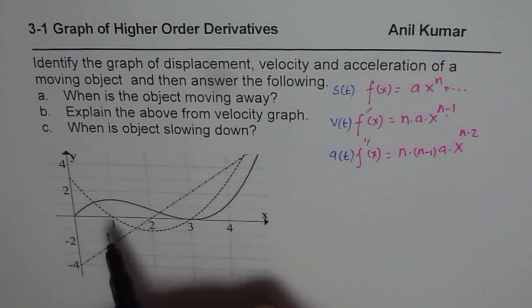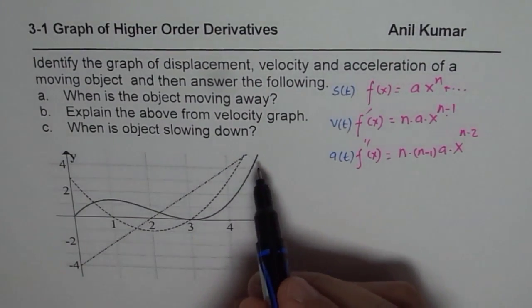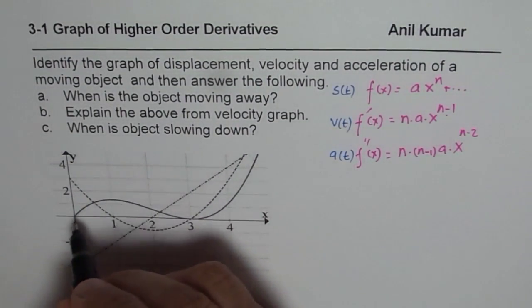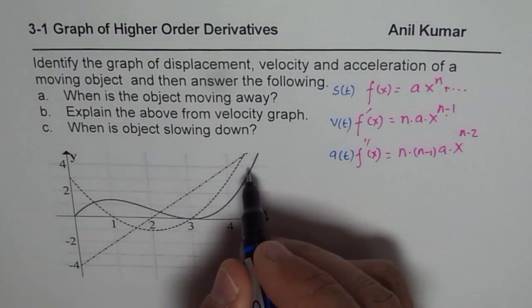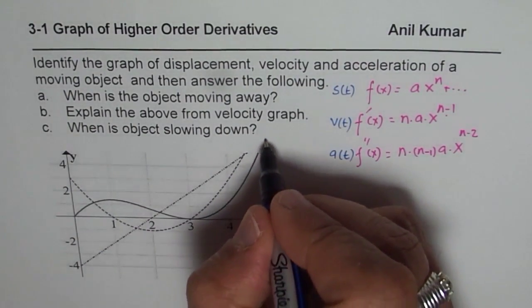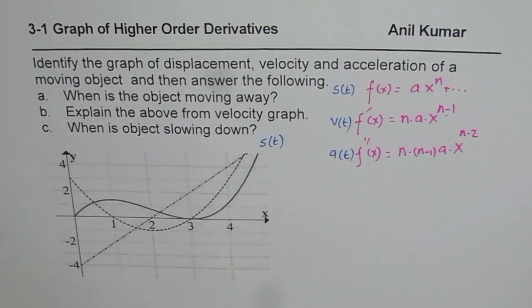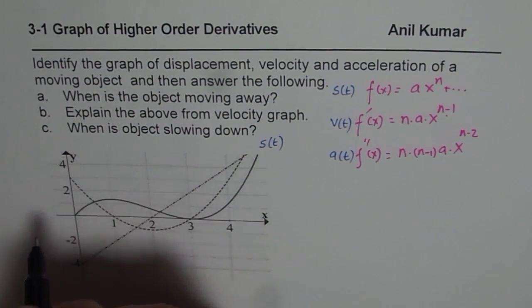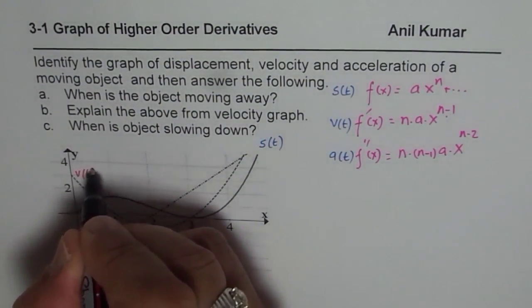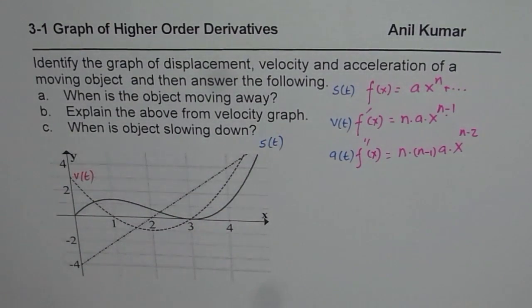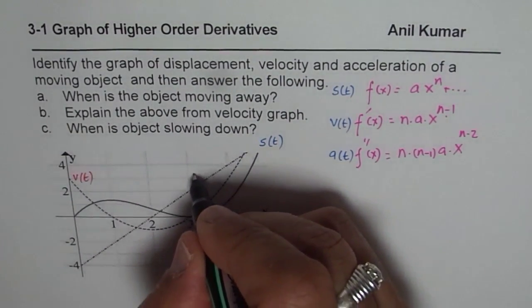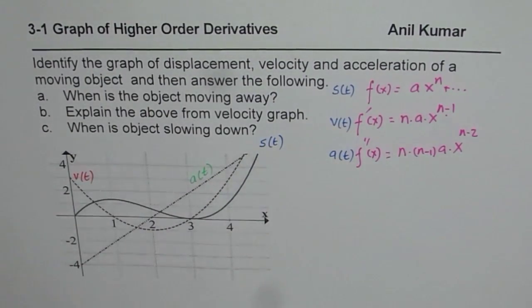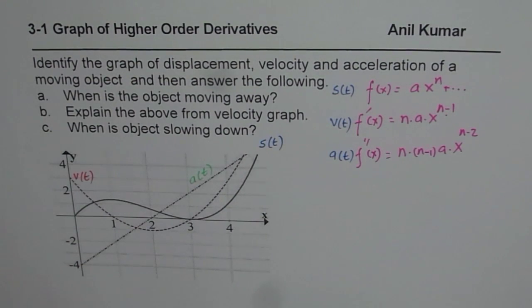So from the polynomial functions, we could straight away say that this particular graph, which is shown in bold, which is a cubic function, looks like the graph for displacement. The second graph, which looks like a parabola, we'll write as velocity. And the third graph, which is a straight line, I'll write as acceleration. So this is based on the particular reason which I have given. Now let us explore further.